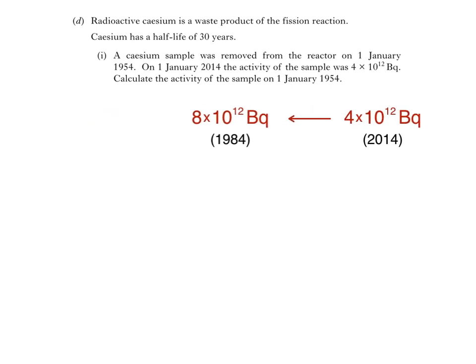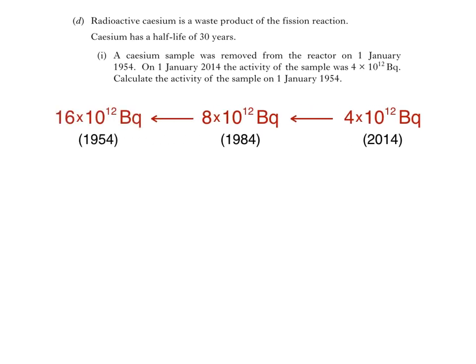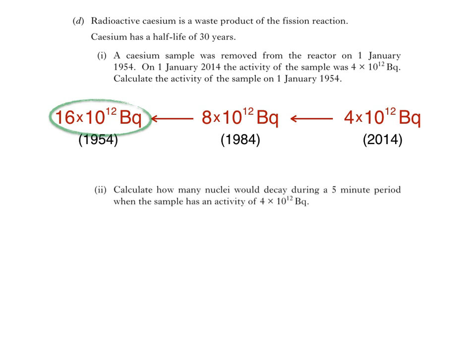In 1954, the activity would again be double. That means that the activity on the 1st of January 1954 would be 16 times 10 to the power of 12 becquerels, or 1.6 times 10 to the power of 13 becquerels. Finally, this is the last part of the question. D part 2 asks us to calculate how many nuclei would decay during a 5-minute period when the sample has an activity of 4 times 10 to the power of 12 becquerels.